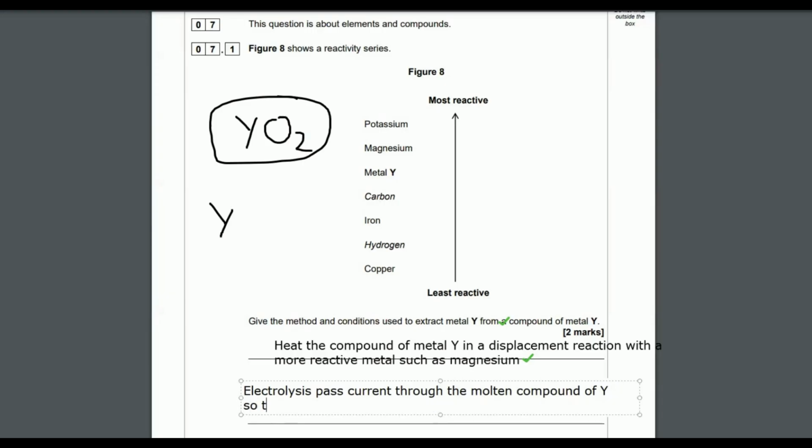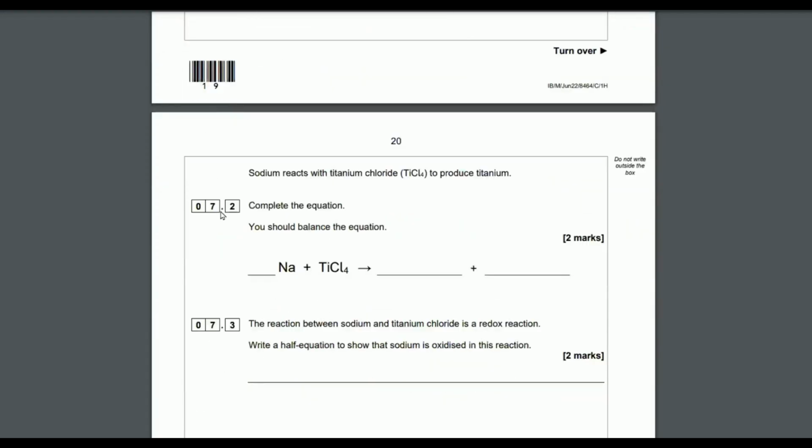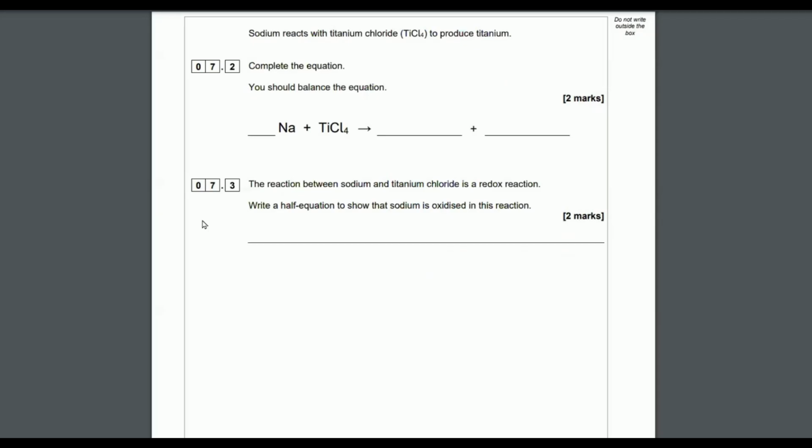Um, God, it's late at night and I'm tired. 7.2. I'm trying to get all of these papers done before the exams this year.